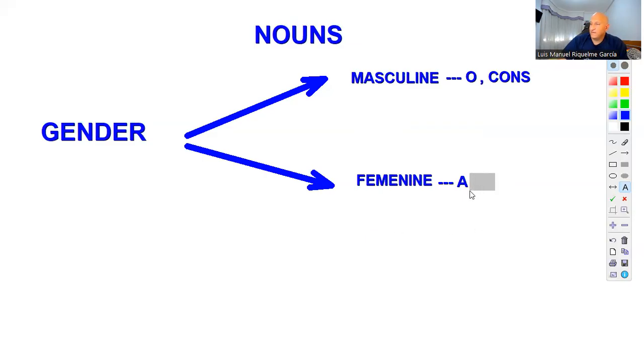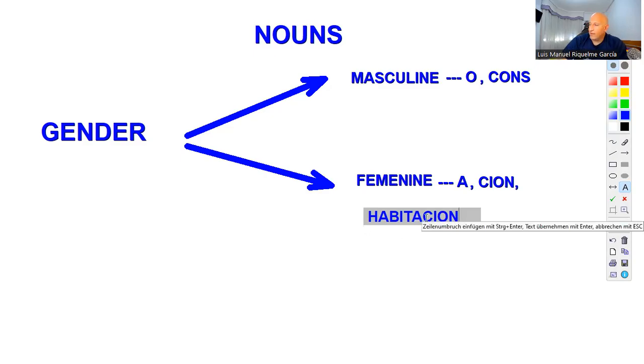Other endings that tend to be feminine are longer endings. For example, words ending with C-I-O-N tend to be feminine. For example, habitación, that's a bedroom. See the C-I-O-N ending? That tells you that it's feminine. Or canción, that's a song. And see the C-I-O-N ending? It's a feminine word. And there are many more examples.